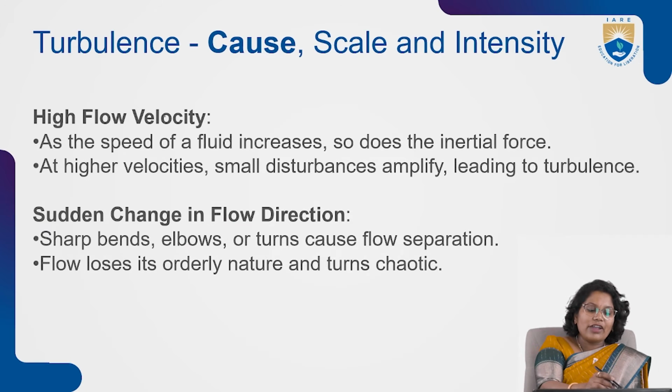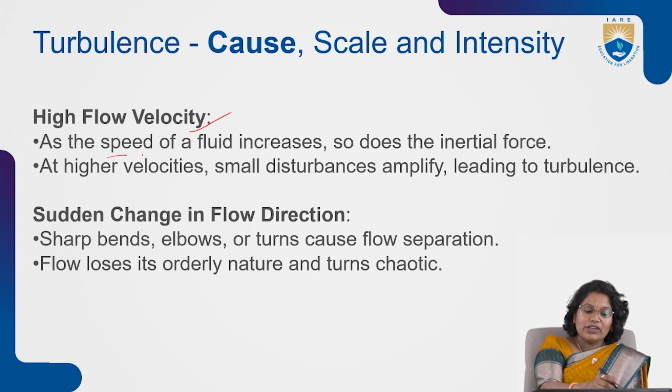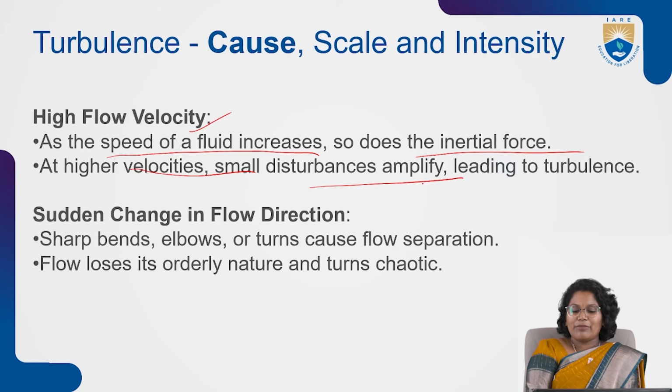Here, high flow velocities. Because of high flow velocities, there is also a change of the flow from laminar to turbulent. As the speed of the fluid increases, the inertia force also increases. At higher velocity, a smaller disturbance is amplified, leading to turbulence.